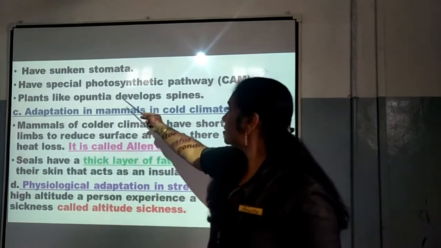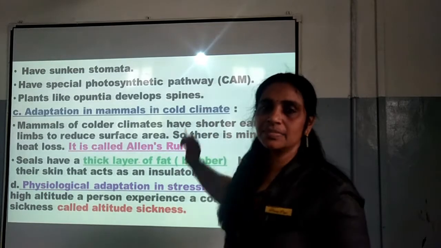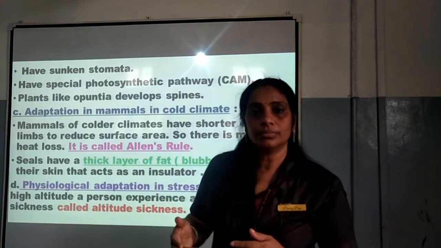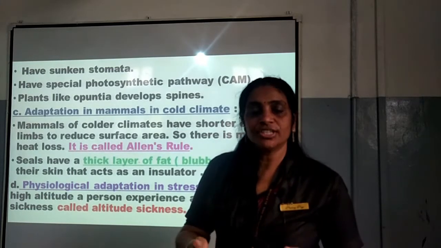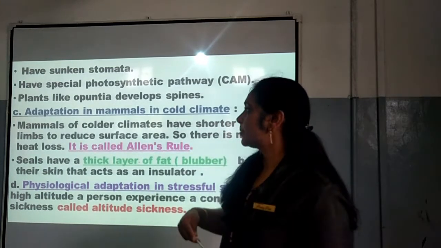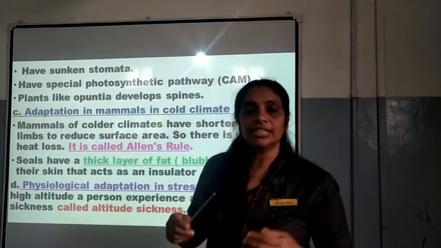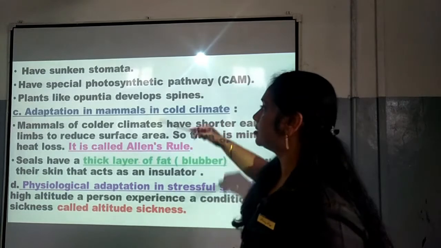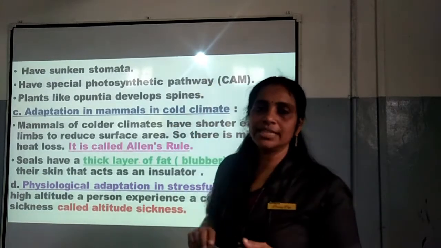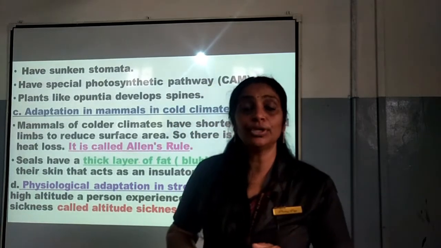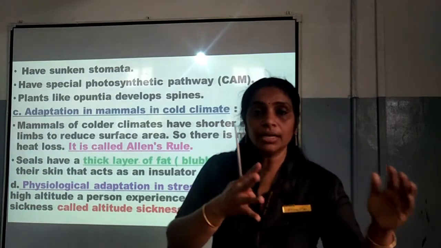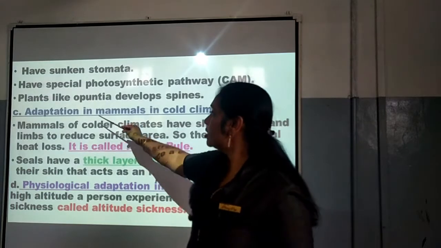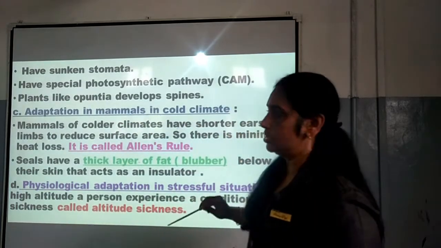In cactus they have spines, and these spines protect the cactus from dangerous animals, as well as a flattened leaf-like structure which conducts photosynthesis. So these are certain adaptations of desert plants so that they will be able to survive in desert climatic conditions. Next is adaptation in mammals in cold climate.